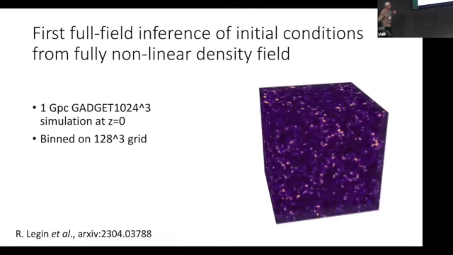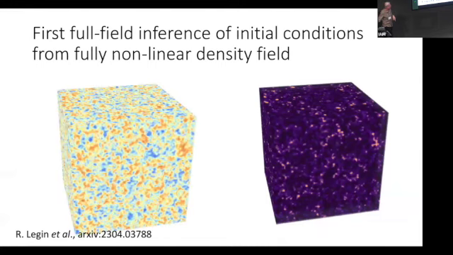Okay. So here's the final state. This is an output from an n-body simulation on a 128 cubed grid. And here are samples of these initial conditions. This is this little piece of the ball that I showed you earlier.